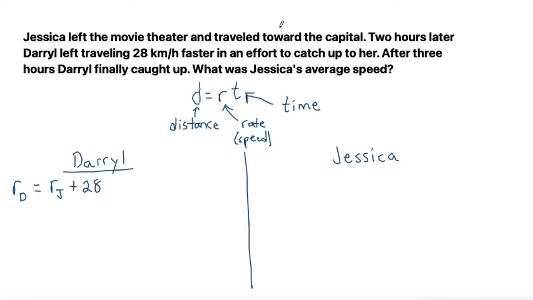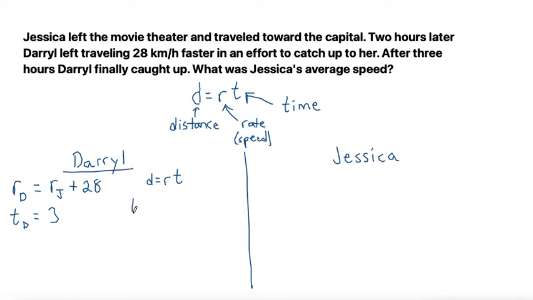Also, it says that Darryl left 2 hours later than Jessica, and after 3 hours, Darryl caught up. We can assume that Darryl's time is 3 hours, because it says after 3 hours, Darryl finally caught up. So, how do we use this information? Well, let's plug it into our equation, distance is equal to rate times time.